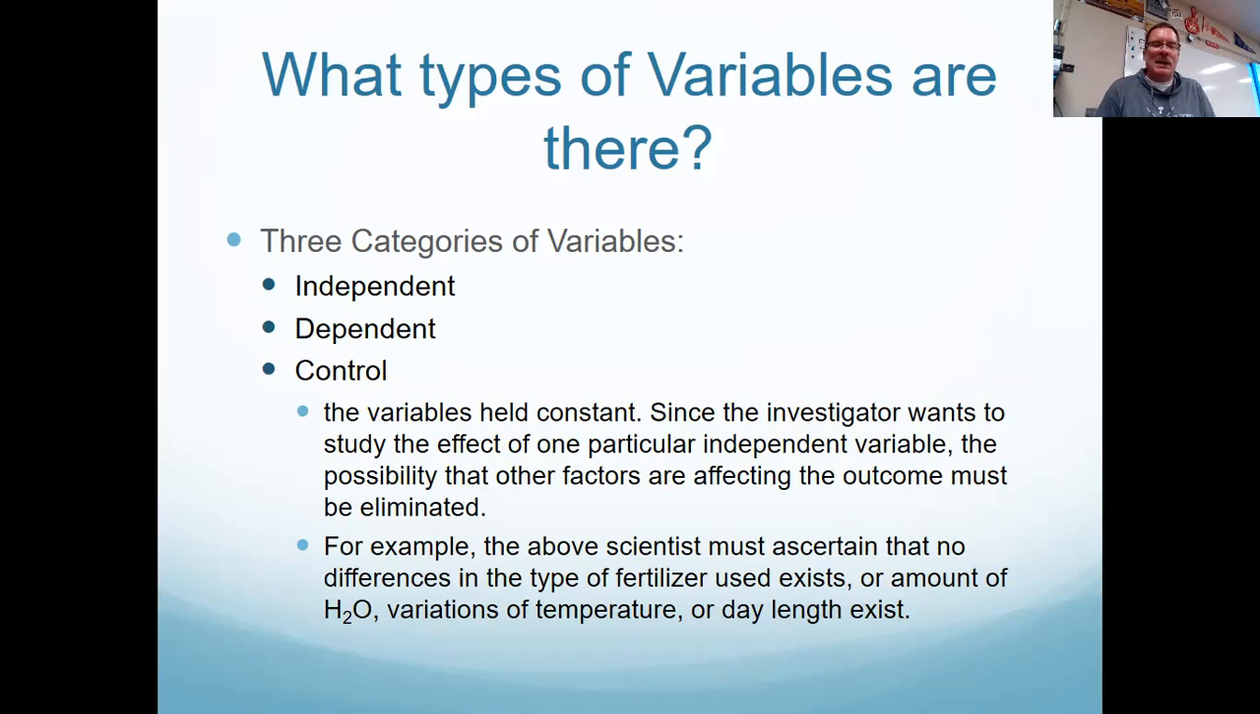And then a control, that's where the variables are held constant. We've talked about that. Since the investigator wants to study the effect of one particular independent variable, the possibility that other factors are affecting the outcome must be eliminated. So for example, the above scientists must ascertain that no differences in the type of fertilizer used exist, or amount of water, or variations in temperature or day length exist. Keep it under control. You can't have the amount of light per day changing constantly.